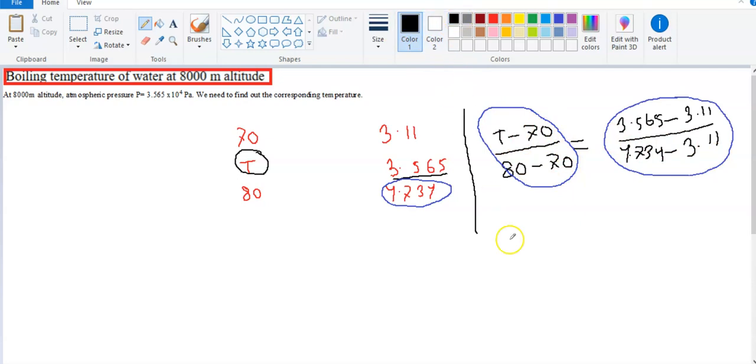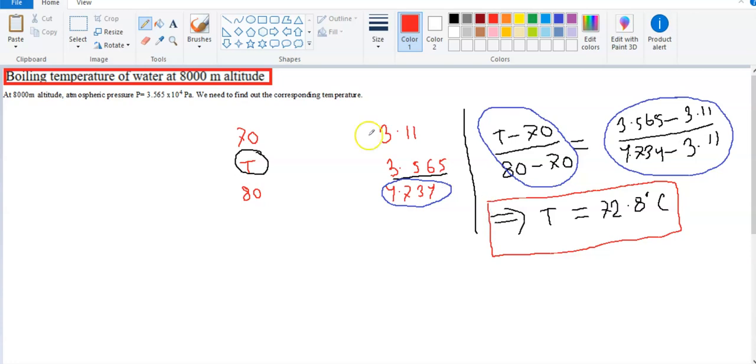Use your calculator right now. If you solve it, the temperature from my calculation is 72.8 degrees centigrade. This is our targeted value, the boiling temperature. So we got the pressure 3.565 × 10^4 and the corresponding temperature is 72.8. That means we can say this is the boiling temperature.